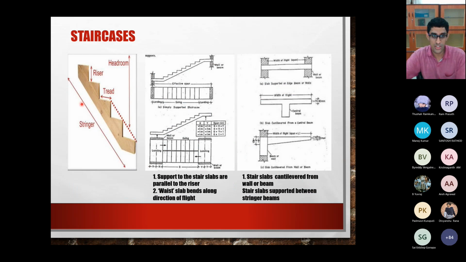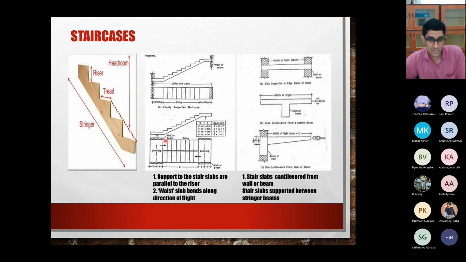These are definitions. If there is a beam which supports this, it is known as a stringer beam. This is the riser, this is the tread. Usually you have an angle which you should use. Headroom means that if somebody climbs on the stair, he should be able to stand. He shouldn't be crouching and all.